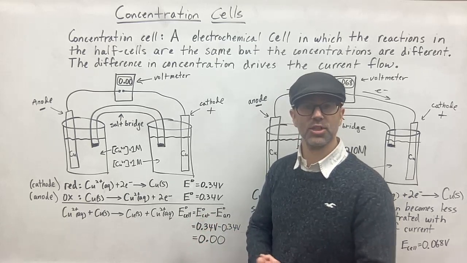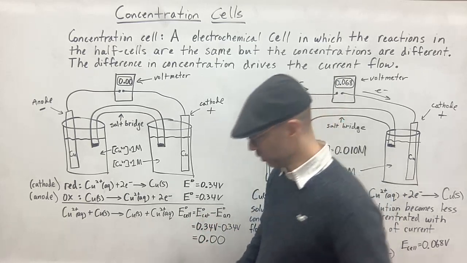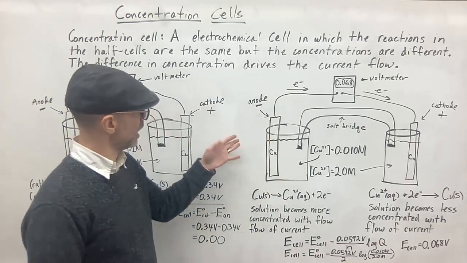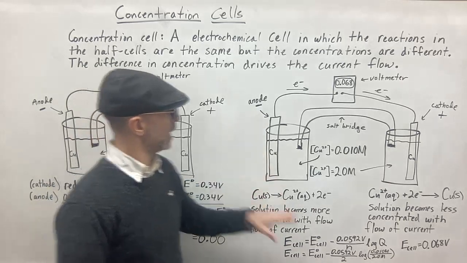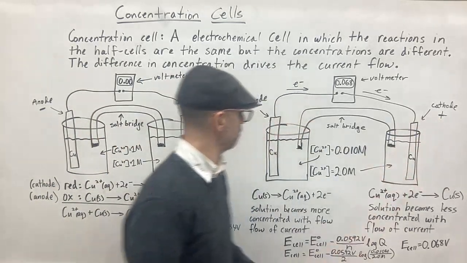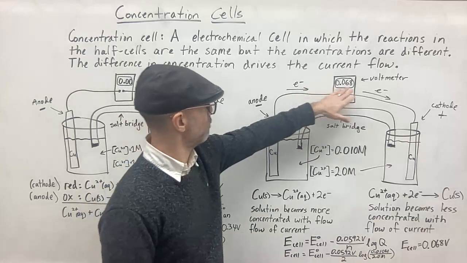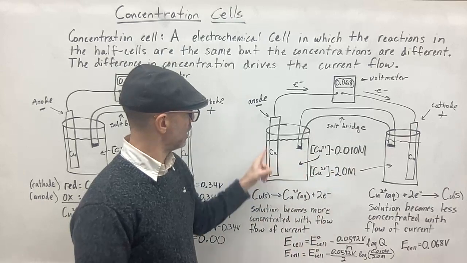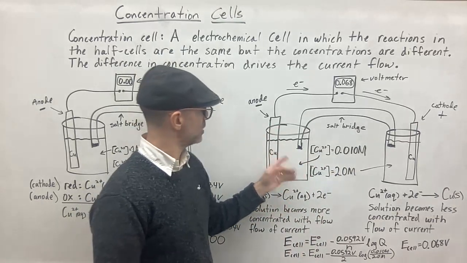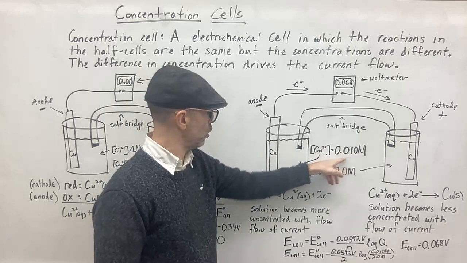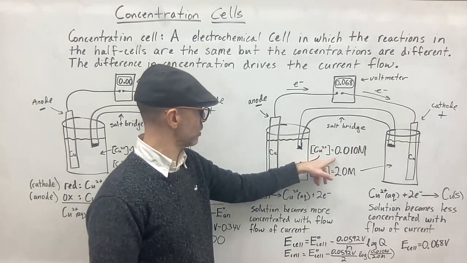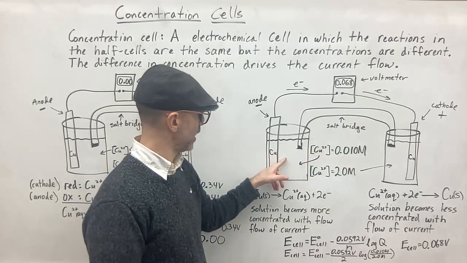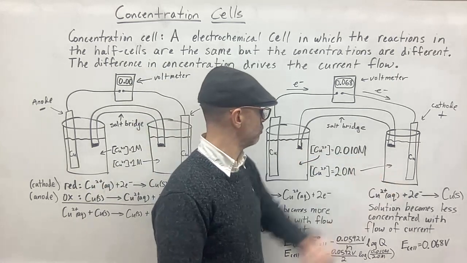But what if you change the concentrations on both sides? So if we go to this picture here, you can see that everything is set up the same. I got my anode, that's copper. I got my cathode, that's copper. And I got my salt bridge and my voltmeter. But notice the difference in concentration. So here on this side of the cell, we have low concentration. So this is going to be 0.010 molar copper 2 plus ion concentration. And over here we have 2 molar.